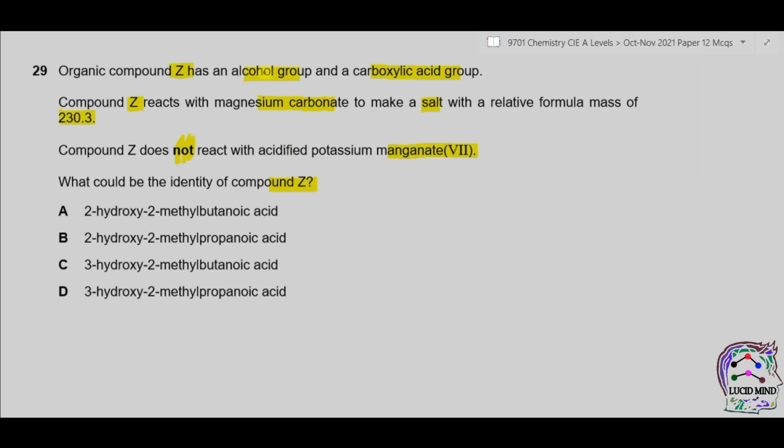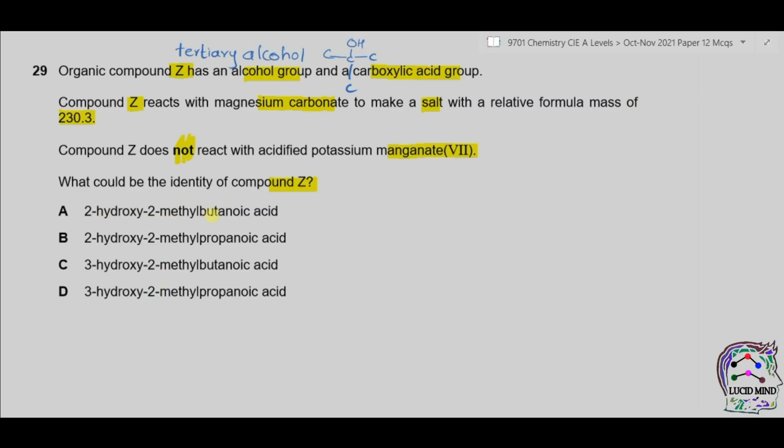Now we know that only tertiary alcohol does not get oxidized. So therefore it means that organic compound Z should be a tertiary alcohol. And a tertiary alcohol is one in which the carbon atom attached with the OH group is further attached directly with 3 other carbon atoms. Let's draw the structures of all these 4.